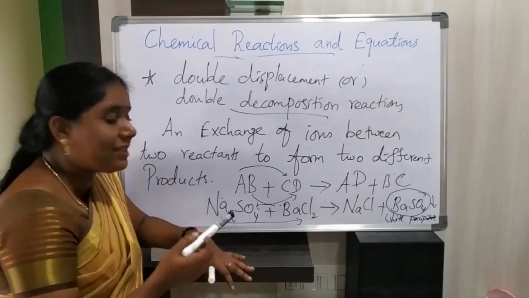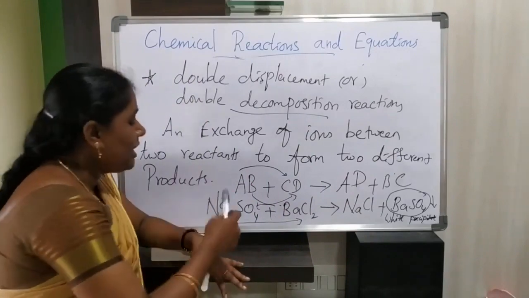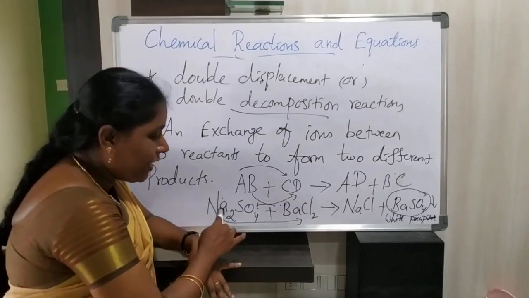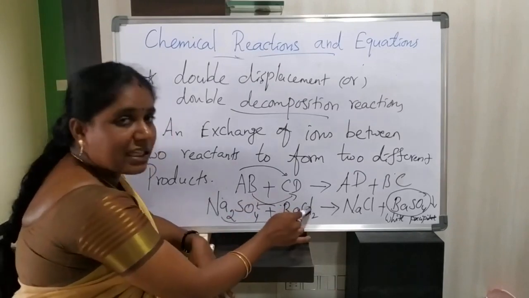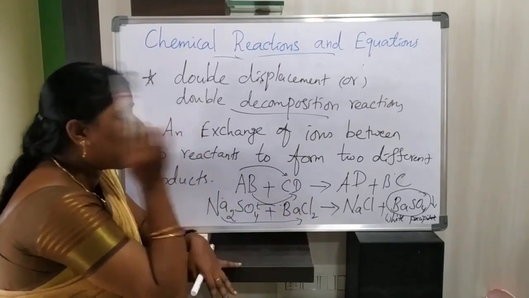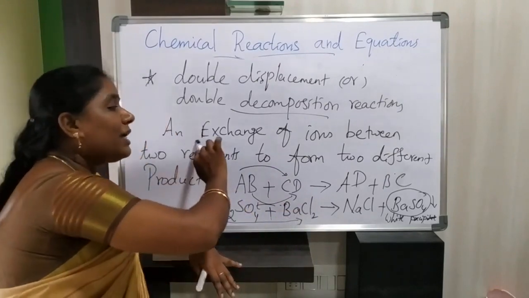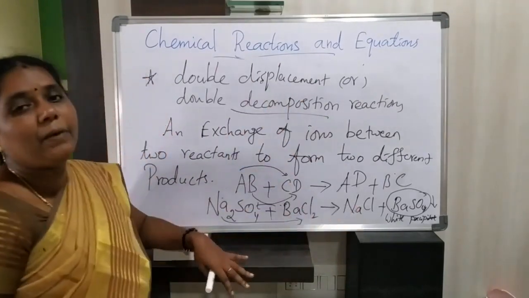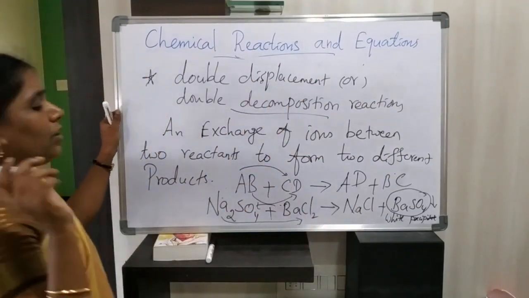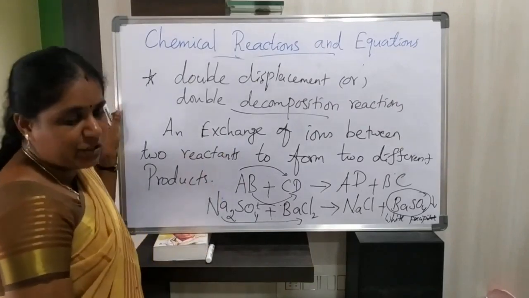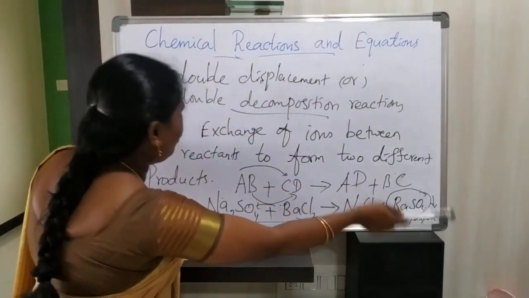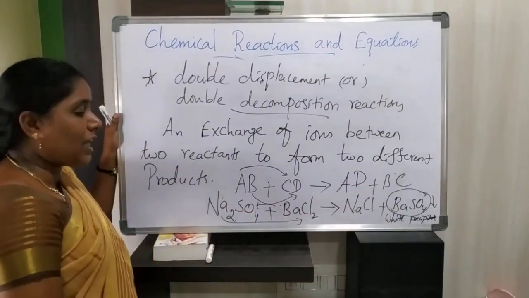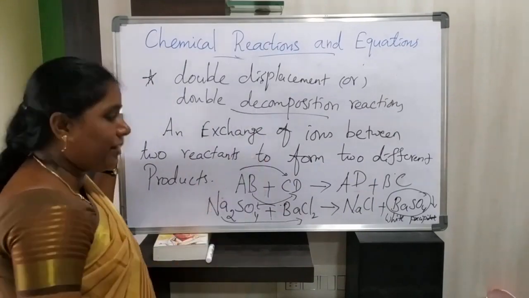What happens here? Exchange of ions takes place, between the sulfate ion and the chloride ion. The sodium combines with the chloride ion, and the barium combines with the sulfate ion. So, exchange of ions between two reactants to form two different products. This is called a double displacement reaction. This type of reaction is called double displacement reaction.